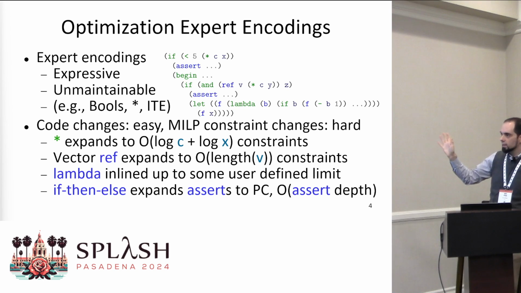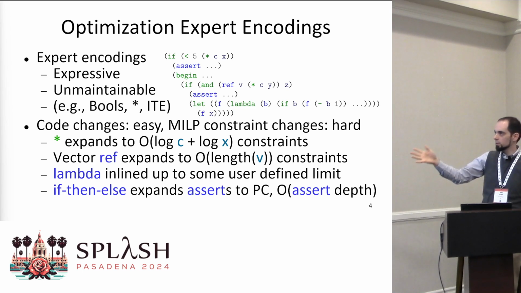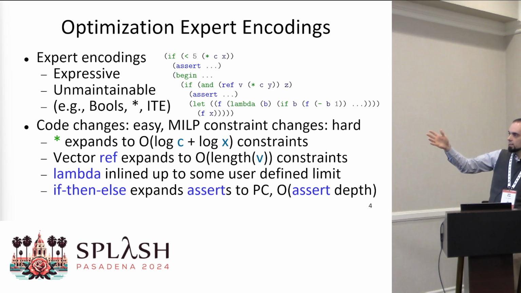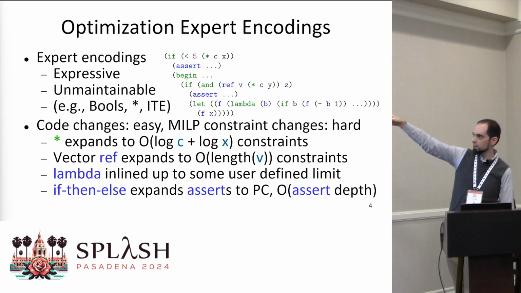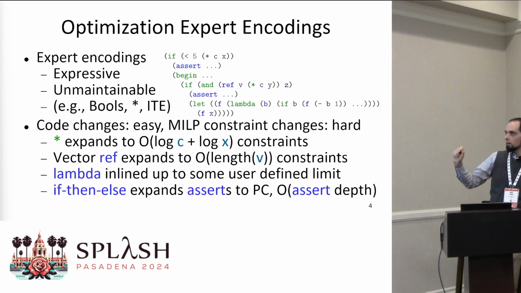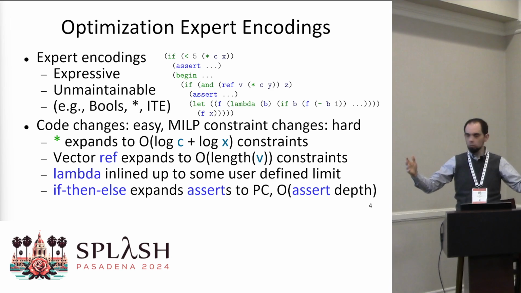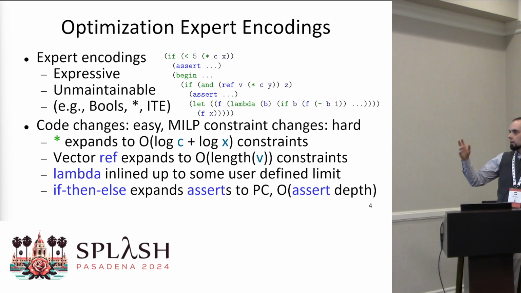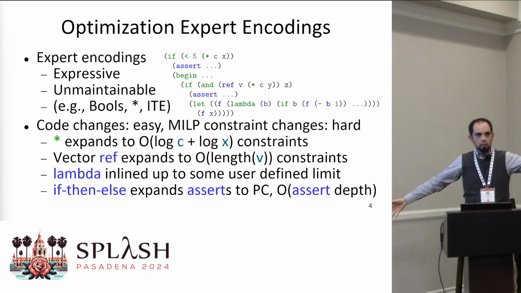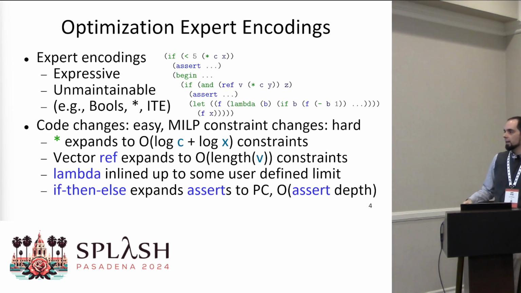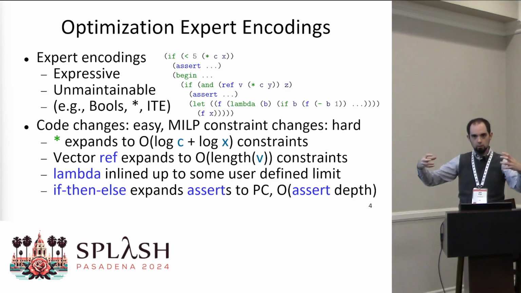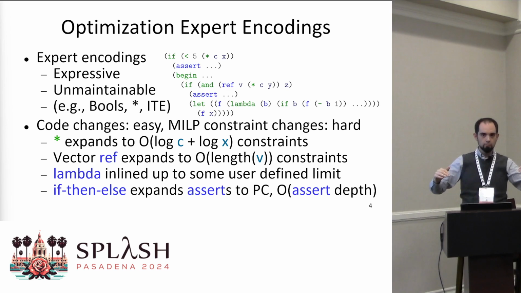So multiplication expands to equivalent to the logarithm of the c and the logarithm of the x, the size of those variables. Up here, you see the multiplication on the first line, c times x, right? Vector reference expands to the number of constraints and variables up to the length of the vector, which could be enormous, right? Lambda is inlined up to some user-defined limit, which could be quite large, and whatever you put in the lambda, of course, gets expanded that many times, right? And if-then-else, of course, is the most complex because it expands its interior asserts into an overall path condition for each individual assert.